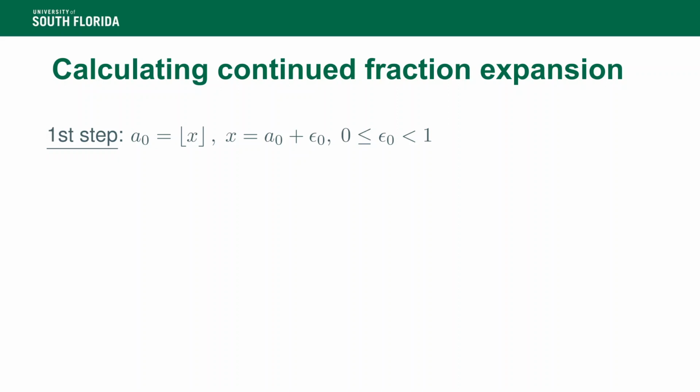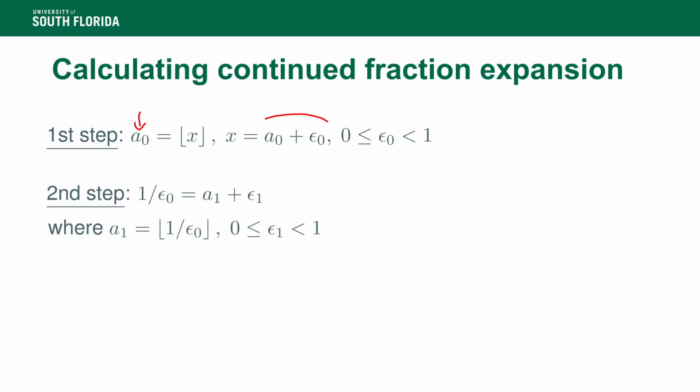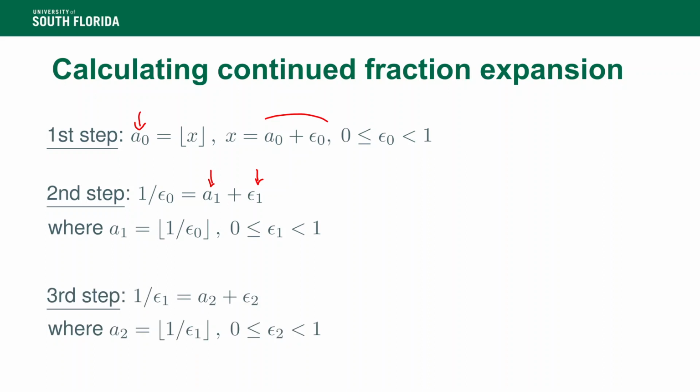You calculate the coefficient a0 to be the floor of x, and then say the approximation of x is a0 plus an epsilon 0, which is the fractional part. Now you invert the fractional part, and again it gives you an integer part a1 and a new fractional part epsilon 1 between 0 and 1. And then you continue that process by inverting the fractional part epsilon 1.